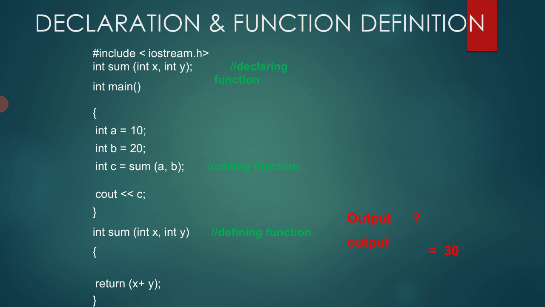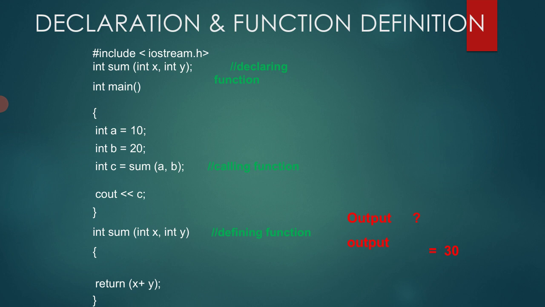Now I have taken an example of a C++ program to discuss the concept of function declaration and function definition. So let's start with this program. I have taken an example to calculate the sum of two numbers. Hash include iostream.h, integer sum. In the brackets there are two parameters, integer x and integer y. So I have declared a function. Now integer main, start with the main function. In the curly bracket, integer a is equal to 10, integer b is equal to 20.